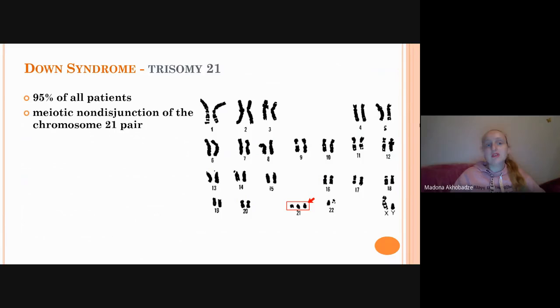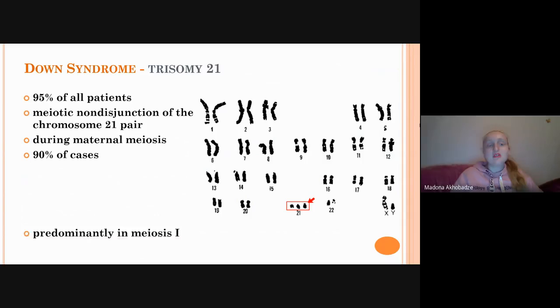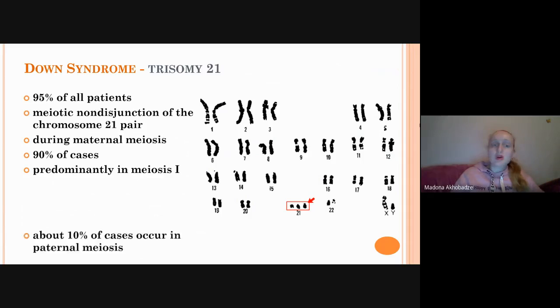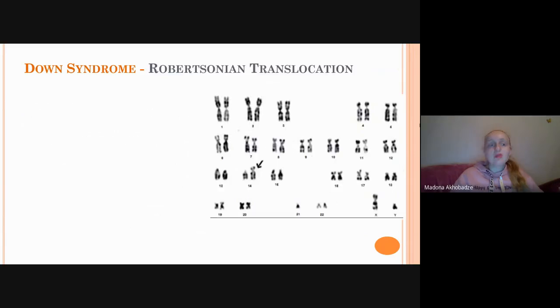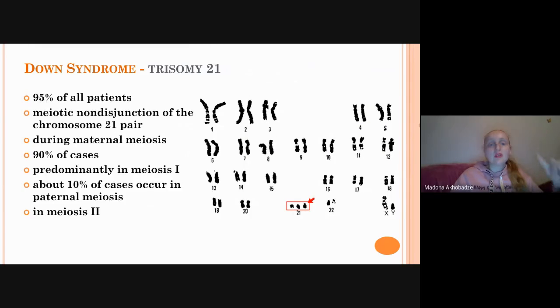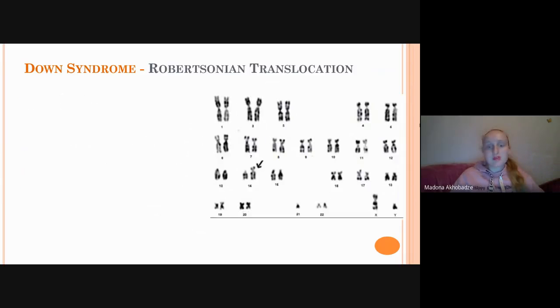In 95% of patients, it is due to meiotic nondisjunction, or misaggregation of the chromosomes, during maternal meiosis. That's why it's linked with maternal age. 90% of the cases are predominantly meiosis 1 and 10% meiosis 2, and in paternal cases usually meiosis 2. So 90% meiosis 1 in the maternal case, 10% meiosis 2 in paternal meiosis.